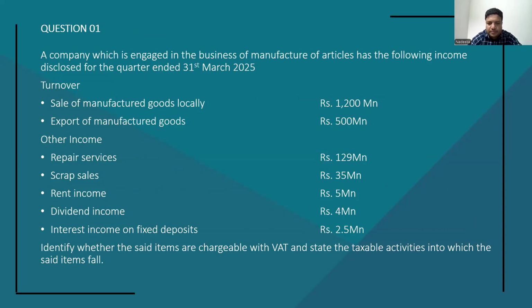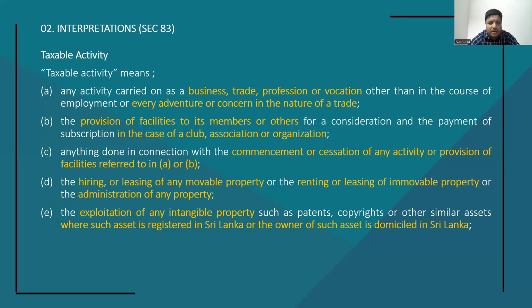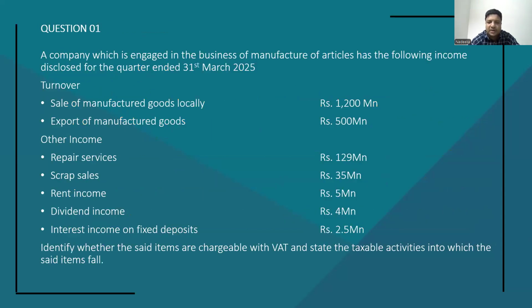Rent income. They have rented out a property, or it could be a movable property. They have received rent income. For income tax purposes, you may treat this under business income or investment income. But for VAT purposes, that falls under item D. Hiring or leasing of any movable property, or renting or leasing of immovable property, right? So that is also chargeable with VAT and falls under item D of the definition for taxable activity.